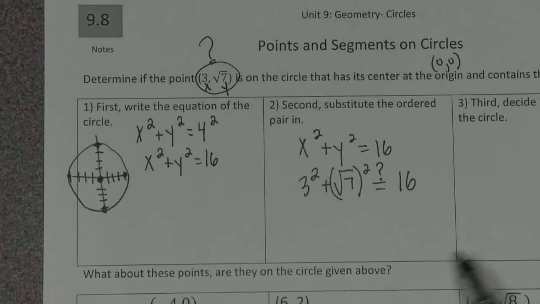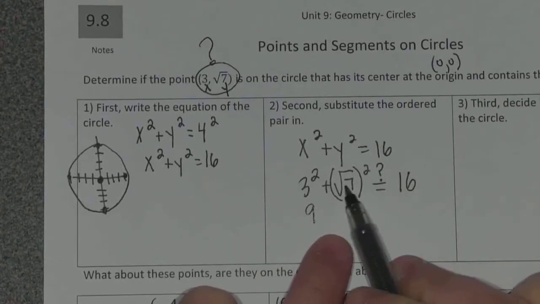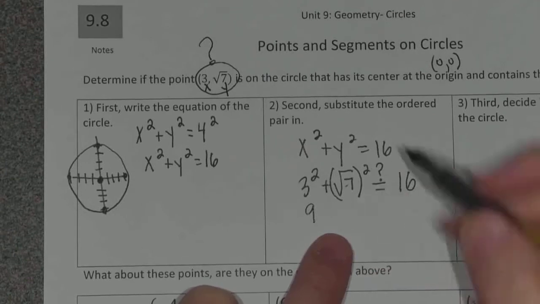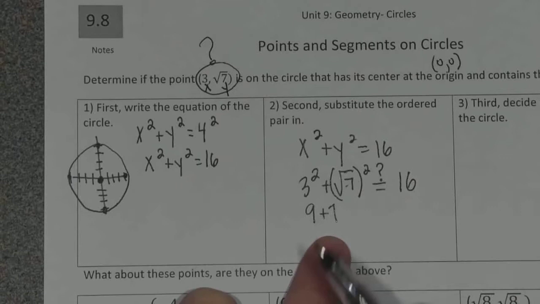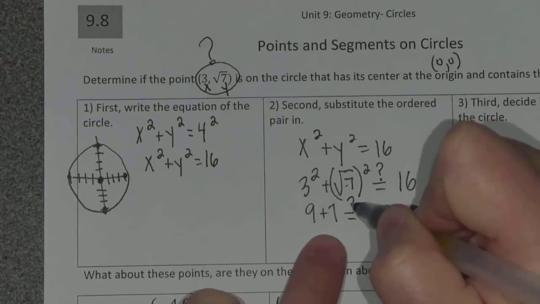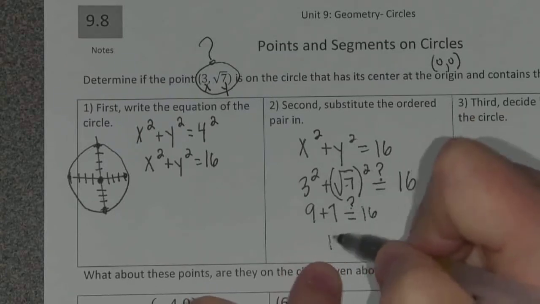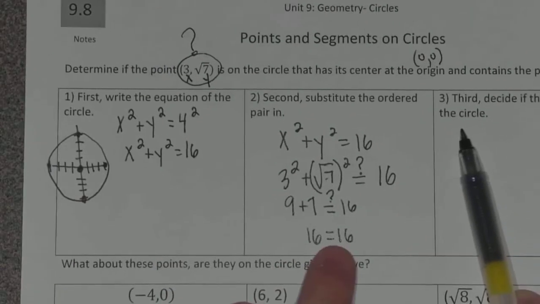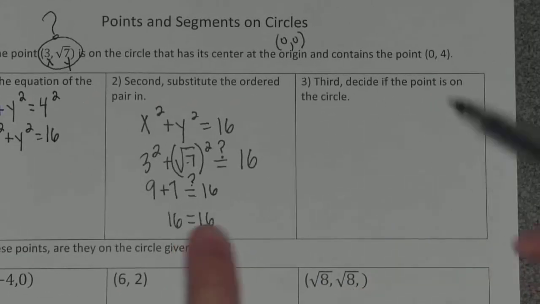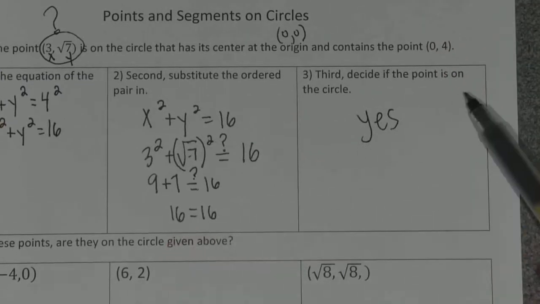Is that making sense? So what's 3 squared? 9. And what's the square root of 7 squared? 7. Do you guys remember yesterday I reminded you that a squared and a square root cancel each other? So you're left with just the number. So did 9 and 7 give me 16? Yeah, 16 equals 16 there. So is the point on the circle? Yeah, it is, because it made my equation equal itself.